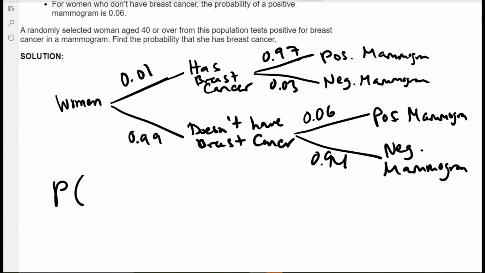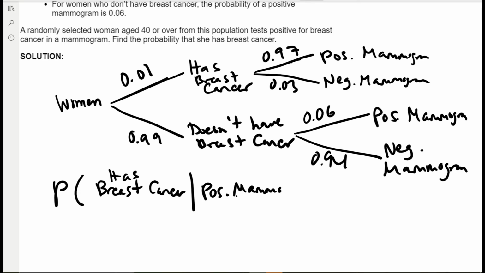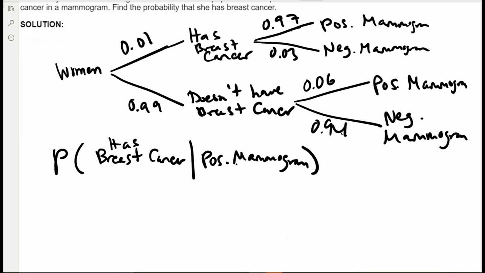Okay, so we're looking for the probability that she has breast cancer, so has breast cancer given that they have a positive test. So given that they have a positive mammogram. So what is that conditional probability?